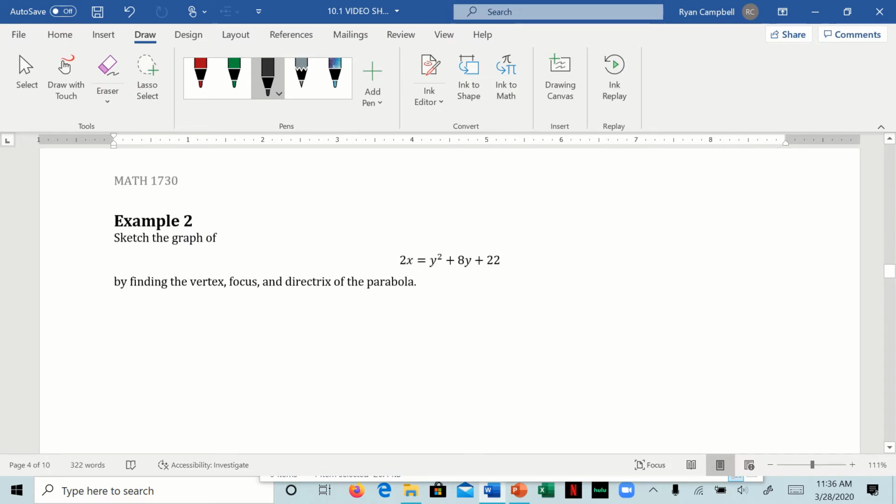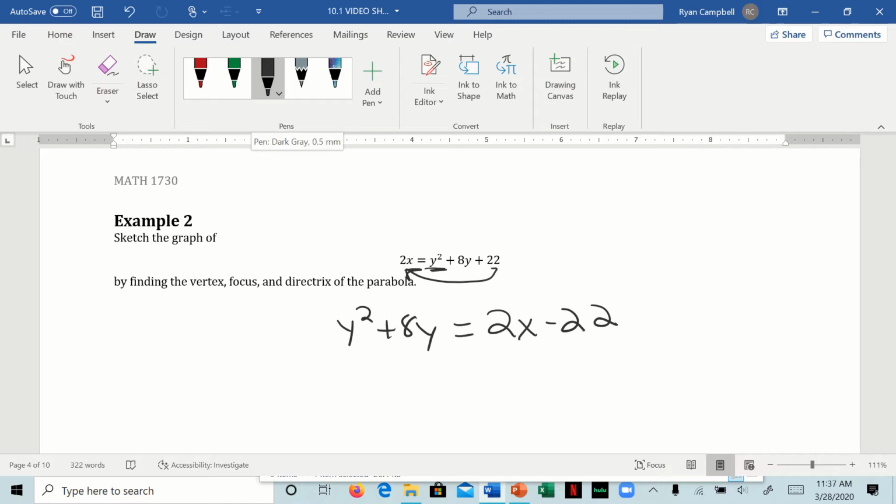So example number 2. Sketch the graph, find the focus, directrix, and vertex. So here's one where we definitely are going to need to complete the square, right? So y is being squared. So let's put all the y's on one side, and we'll put the rest on the other side. If you notice, I just switched the signs and moved the 22 to the other side. So since y is being squared, this is going to be our equation.